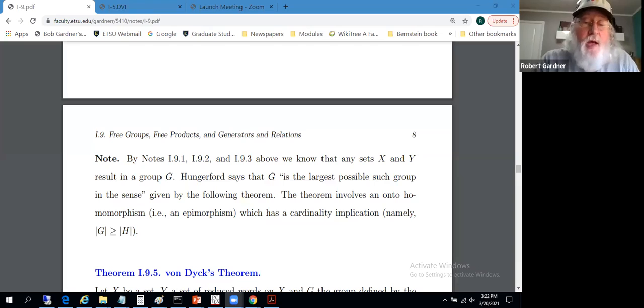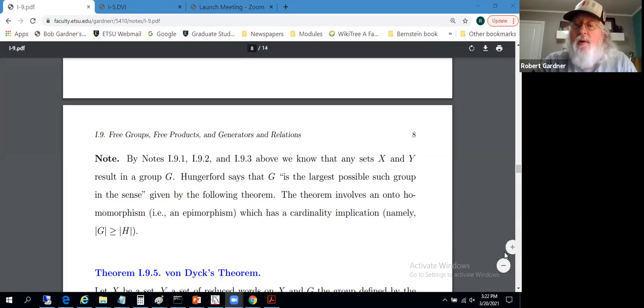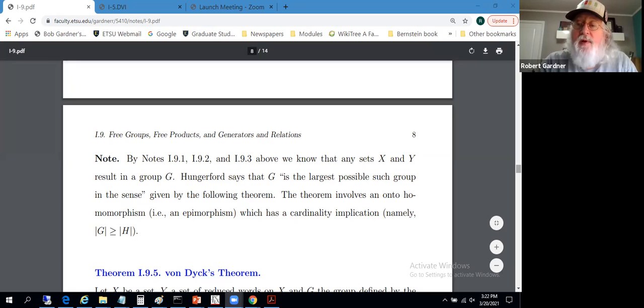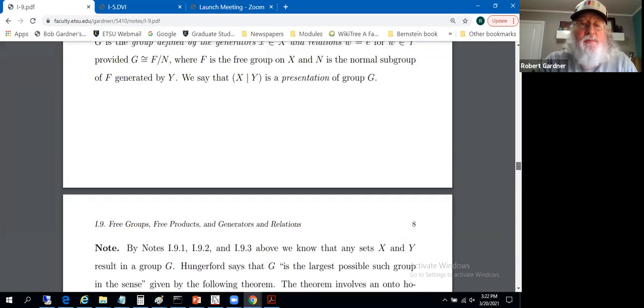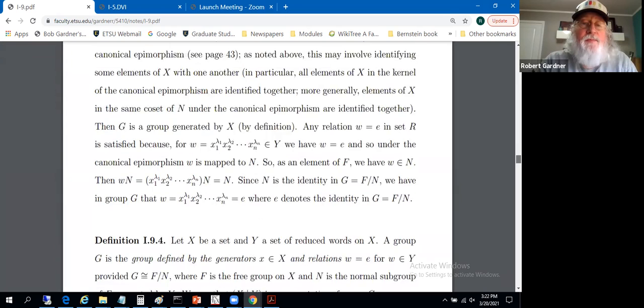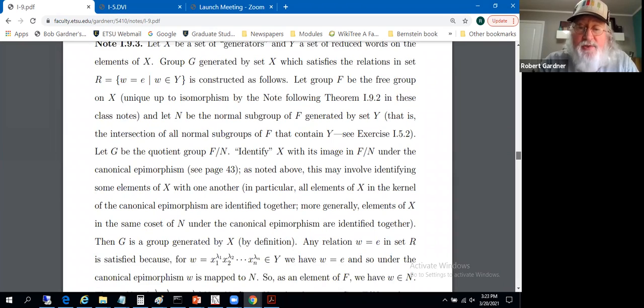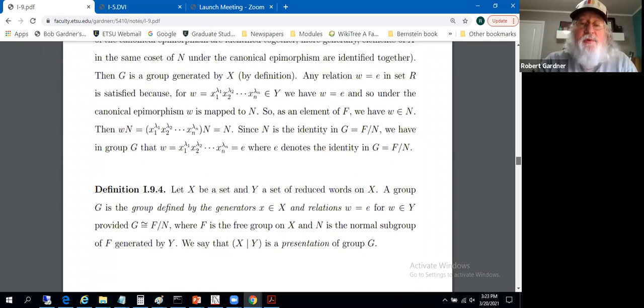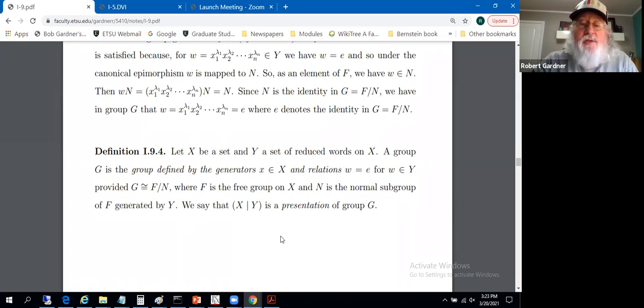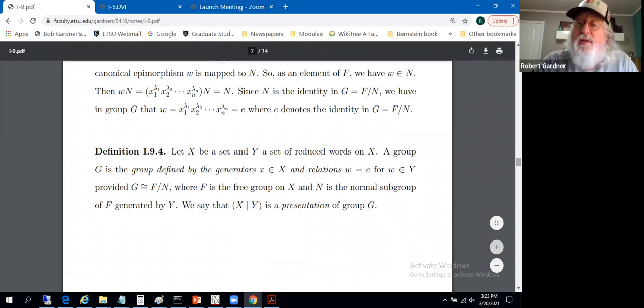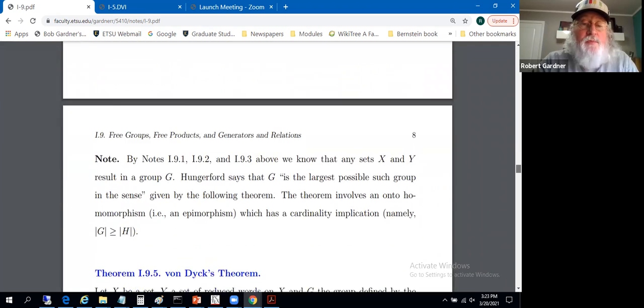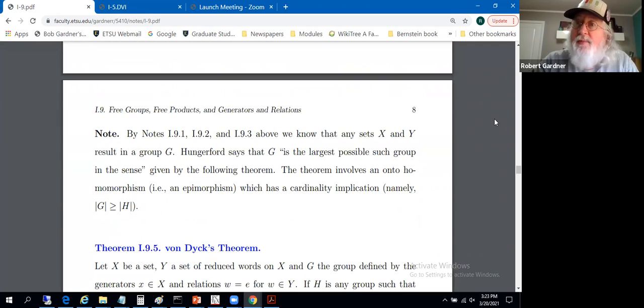Now we'll finish up section 1.9, finish up chapter 1. And we left off having just described in particular in note 1.9.3 precisely how a presentation of a group leads to a group using free groups. And we had defined presentation as the last thing in the videos. So let's explore some implications of that definition.